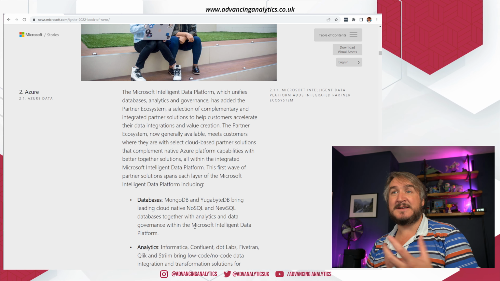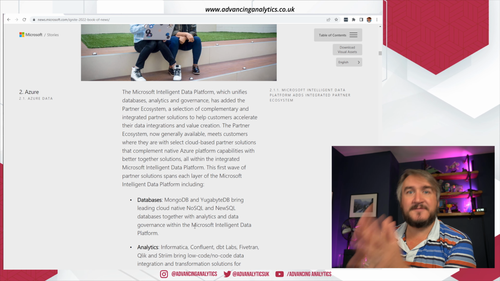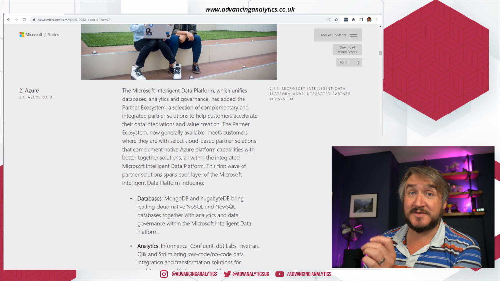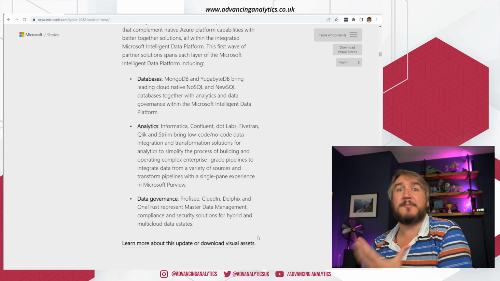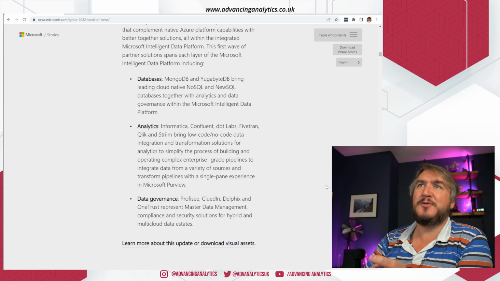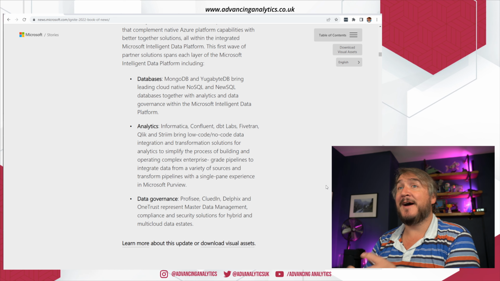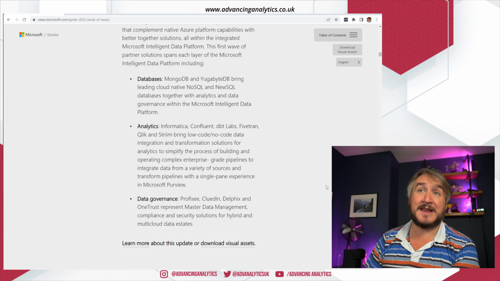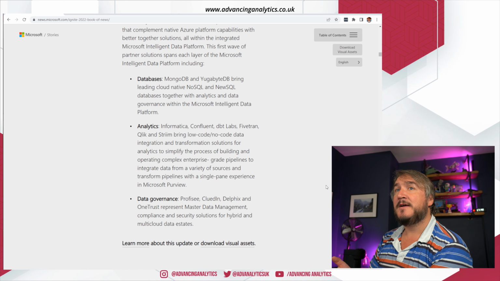So talking about going, yes, we have these various different tools in Azure for managing and working with data, but also we're bringing in a whole bunch of these partner integrations. So they're talking about bringing Mongo and Yugabyte DB. I've never come across Yugabyte. Looking at how we actually do Informatica, Confluent, DBT Labs, Fivetran, Click, and Stream.